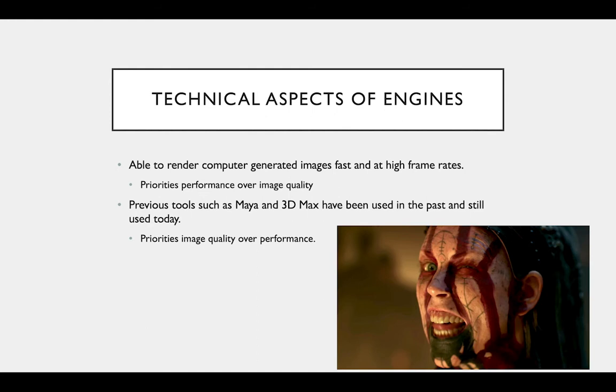An example of this is the image on the slide. That was made in a game engine. As you can see, it's very detailed and it looks like a cinematic image. So that's really cool. Other technologies that are also used in 3D rendering or VFX are the tools known as Maya and 3D Max. The problem with these is that they prioritize image quality over performance. This means that it can take hours to days to render a single frame of a computer-generated image.